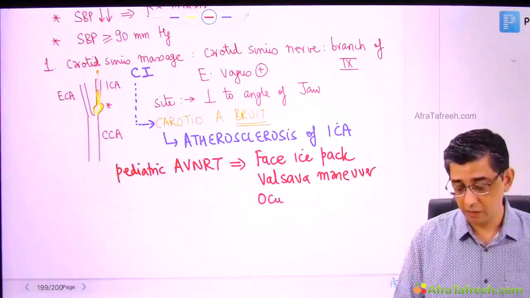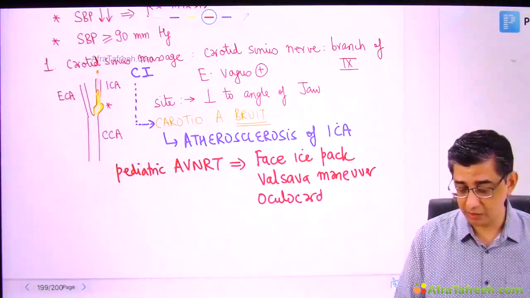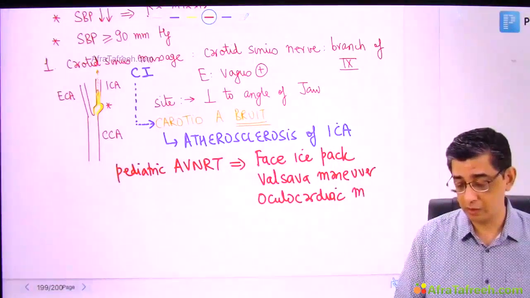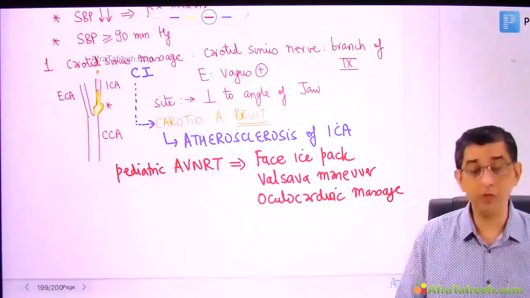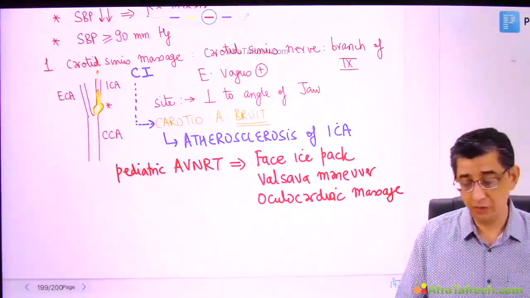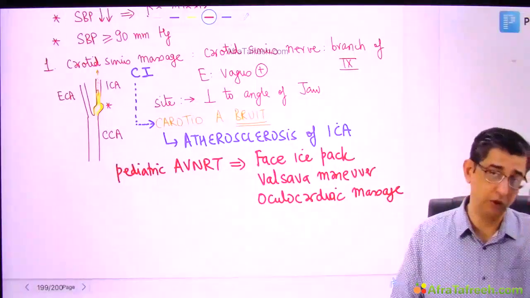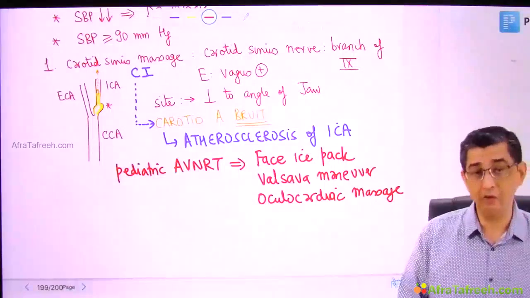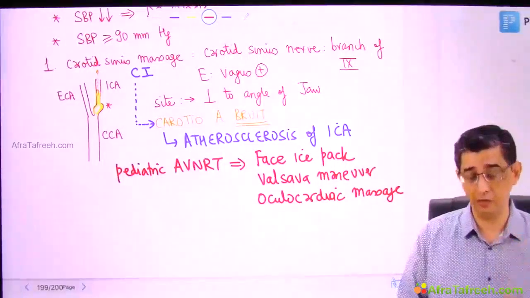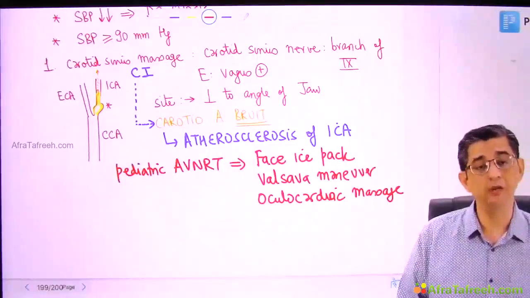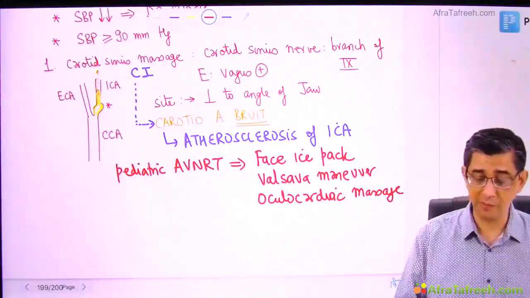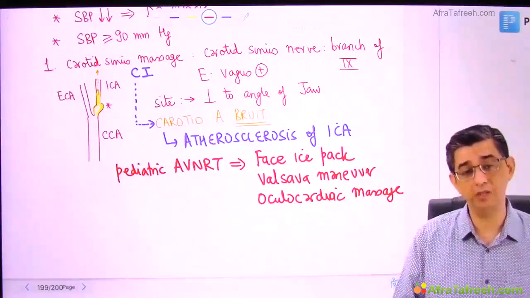So remember the fact that there are multiple other methods of also causing vagal stimulation, including Valsalva maneuver or even oculocardiac massage. For the last one, I want to say that this is usually not a very recommended one. Why? Because you could actually cause trauma to the tissues of the eyeball. So for any untrained person, first time doing oculocardiac massage is obviously not advisable. But at this juncture, I have taught you regarding 4 different methods of causing vagal stimulation. The methods are the traditional one, carotid sinus massage, face ice pack, Valsalva maneuver, and oculocardiac massage.